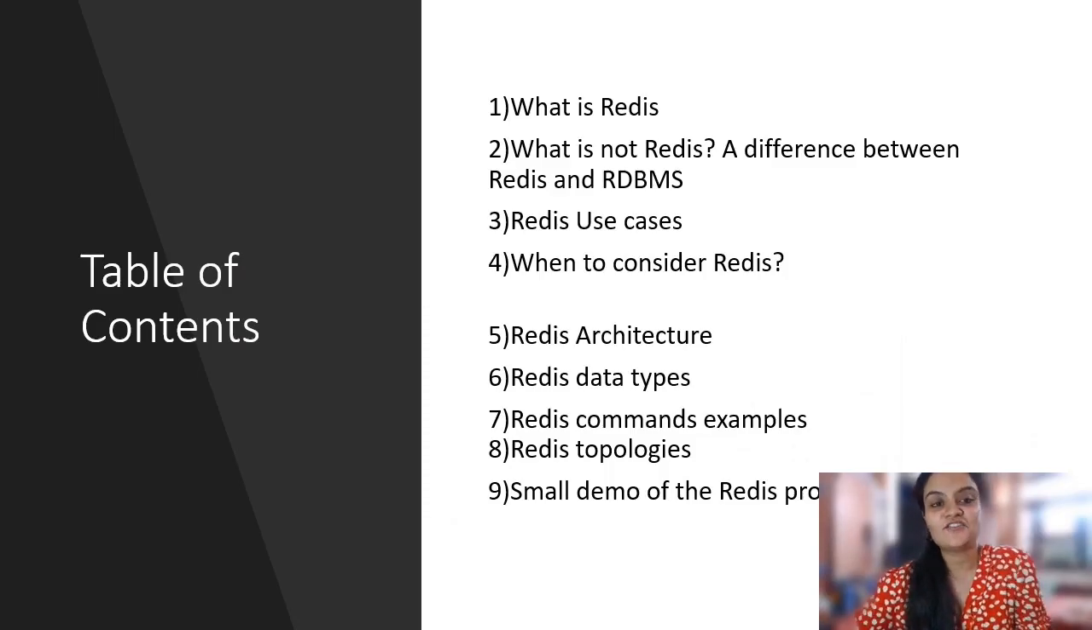This is the agenda of today's session. These are the listed topics which will be covered as part of this session. We are going to talk about what Redis is and what it is not, and the difference between Redis and RDBMS. Also, we are going to look into the five very popular use cases of Redis. Then we are going to talk about the advantages of Redis, like when to consider Redis and what its importance is. Then we are going to look into architecture, data types, commands, and topologies like Sentinel, standalone, etc.